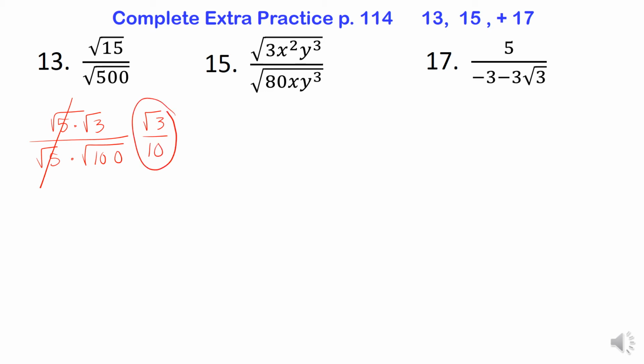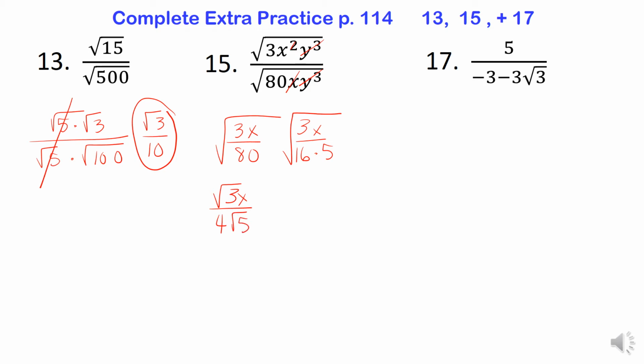So don't think you have to be tricky to do this. You just simplify to start. Okay, if you look at this one up here, again, we can simplify. The y cubed is going to take care of the y cubed. This x takes away one of those x's. So now I'm left with 3x over 80. But I know that 80 equals 16 times 5. So this is 3x over 16 times 5. So I get square root of 3x over 4 square root of 5.